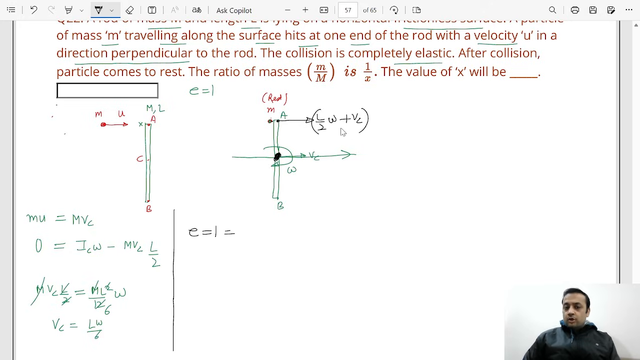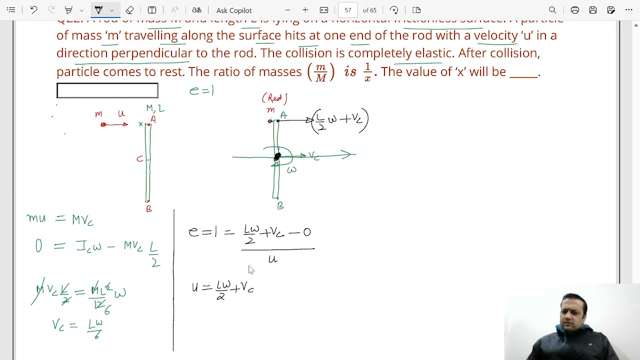Okay. So how will you write the velocity of separation? So that will be velocity of A minus the velocity of particle. Velocity of A is L omega by 2 plus v center of mass, minus velocity of particle, which is 0, divided by velocity of approach. So for approach, A was at rest, m was coming at u. So that means this will be u is equal to L omega by 2 plus vc. This is the next equation.